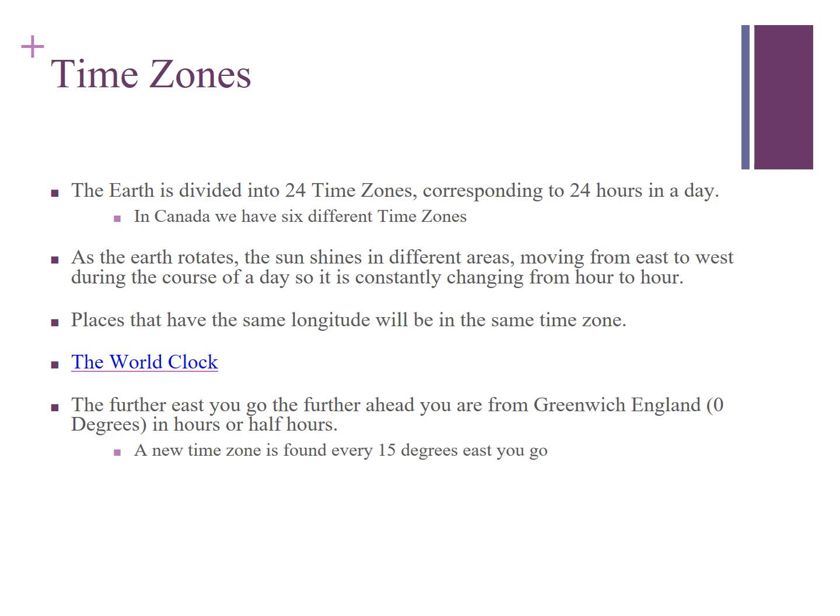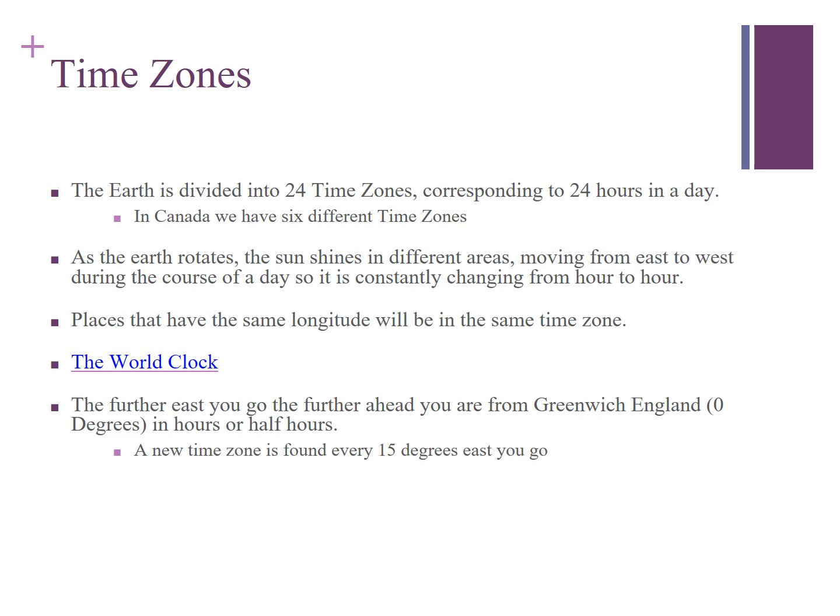Sir Sanford Fleming, as we're going to learn about him, was involved in the building of the Canadian Pacific Railway, and he realized that what is noon in, say, Winnipeg is not the same in Vancouver. The time is different.